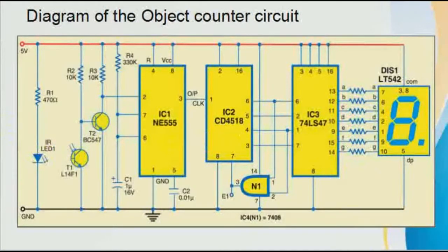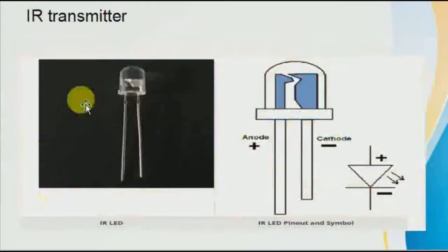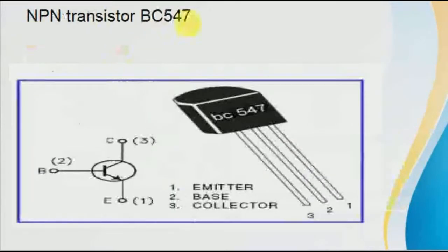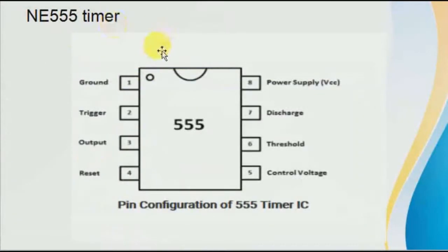So now let us look at how the components work. This is an IR LED, this is how it looks, and this is its anode and cathode. Then we have used this phototransistor, which is the main thing in it, because when the IR LED throws its beam on the phototransistor, that is the main work of the circuit. Then we have used an NPN transistor. This is what its circuit looks like: emitter, collector, base. Then this is the NE 555 timer IC.